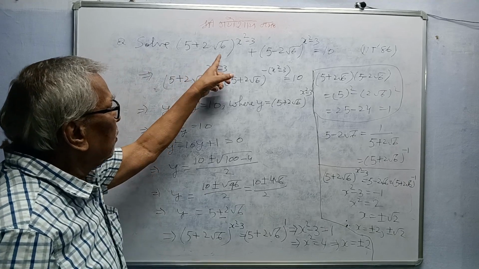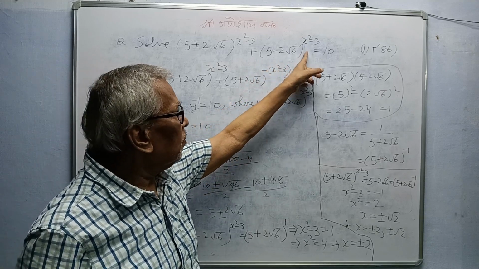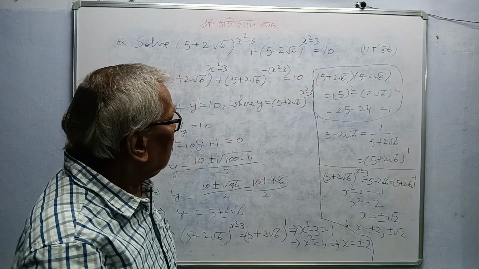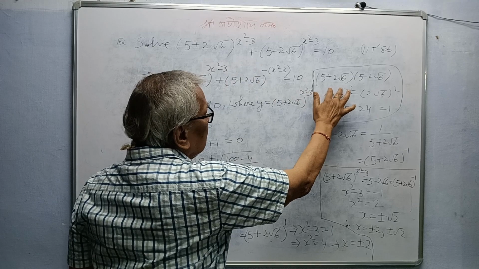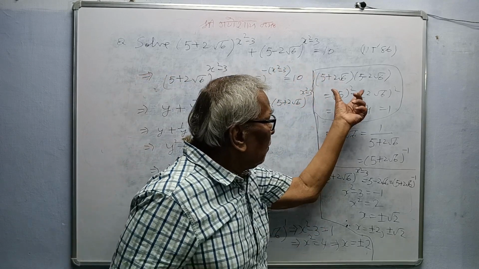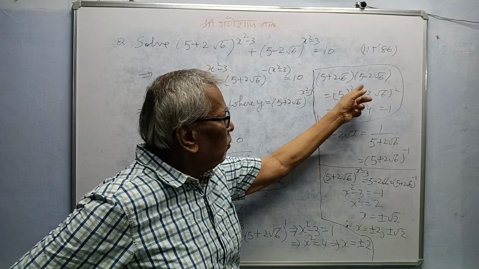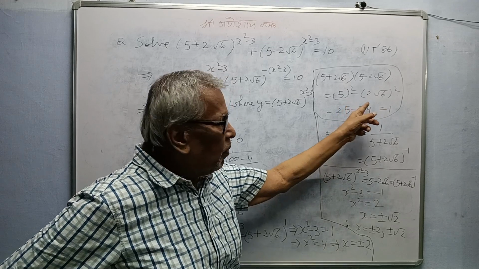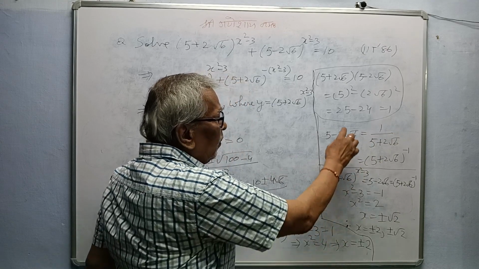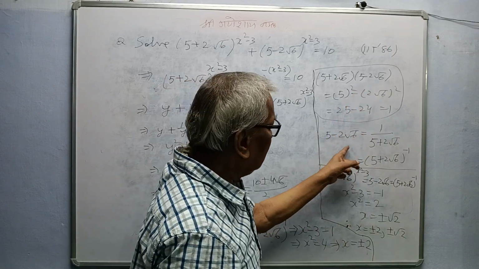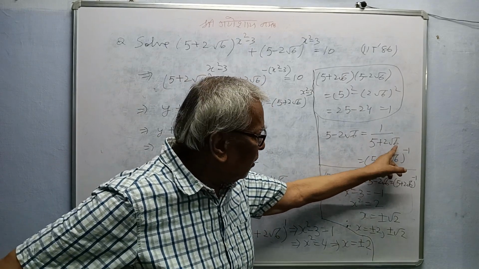Solve (5 plus 2 root 6) to the power x square minus 3 plus (5 minus 2 root 6) to the power x square minus 3 is equal to 10. Before solving this, we can see here 5 plus 2 root 6 and 5 minus 2 root 6. We multiply those: (a plus b) into (a minus b) is a square minus b square, so 5 square minus (2 root 6) whole square. So 25 minus 24, this is equal to 1. So 5 minus 2 root 6 can be written as 1 by (5 plus 2 root 6), which is (5 plus 2 root 6) to the power minus 1.